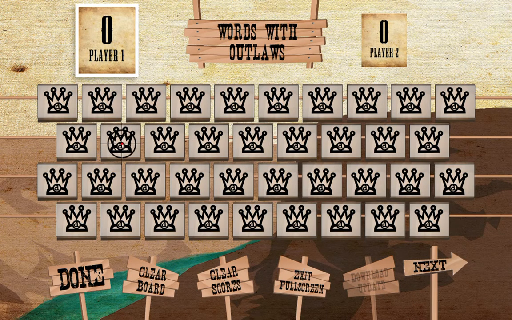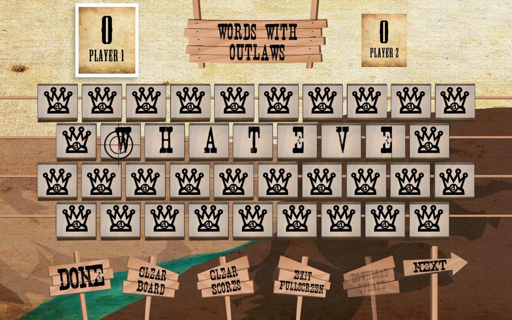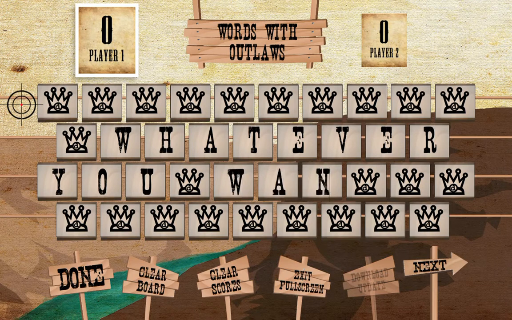So what we're going to do is click here, and all these little crown type icons just mean it's a blank square. And what we're going to do is type in a word, so I'll just click on this one, and I'm just going to type in whatever you want.